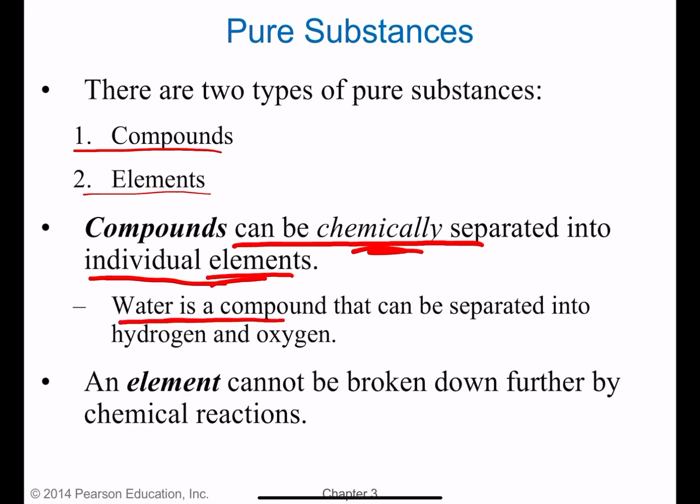Water is their example. It can be separated into hydrogen and oxygen, which we talked about. Antoine Lavoisier back in 1783 did that. An element cannot be broken down any further using chemical reactions. Now, elements themselves are composed of smaller particles, which we call protons, neutrons, and electrons, and we can separate those out. But we'd have to do experiments that involve nuclear chemistry, not just regular chemical reactions.